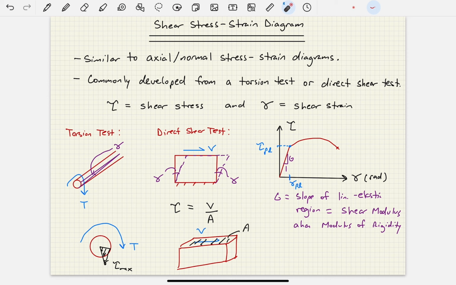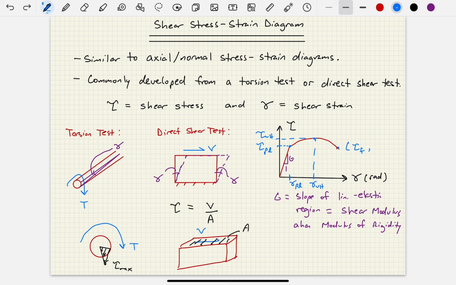And we'll make a note of that here in just a second. The next thing we want to label here is we have an ultimate shear stress. Okay, this will be tau ultimate. And then, of course, we'll have an accompanying ultimate shear strain. And then this last point over here is the failure or fracture values. So that's tau F, comma, gamma F.